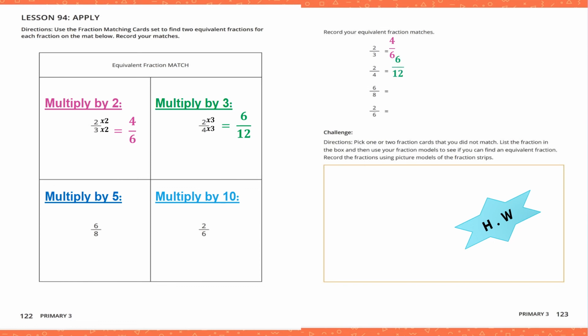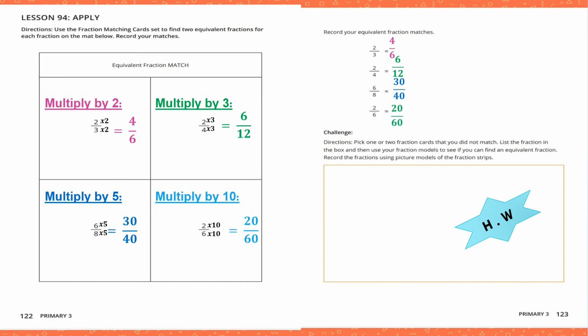Multiply by 5. 6 times 5 equals 30. 8 times 5 equals 40. And we will write it in the next page. 6 over 8 equals 30 over 40. Multiply by 10. 2 times 10 and 6 times 10 equals 20 over 60. So it will be here 20 over 60.